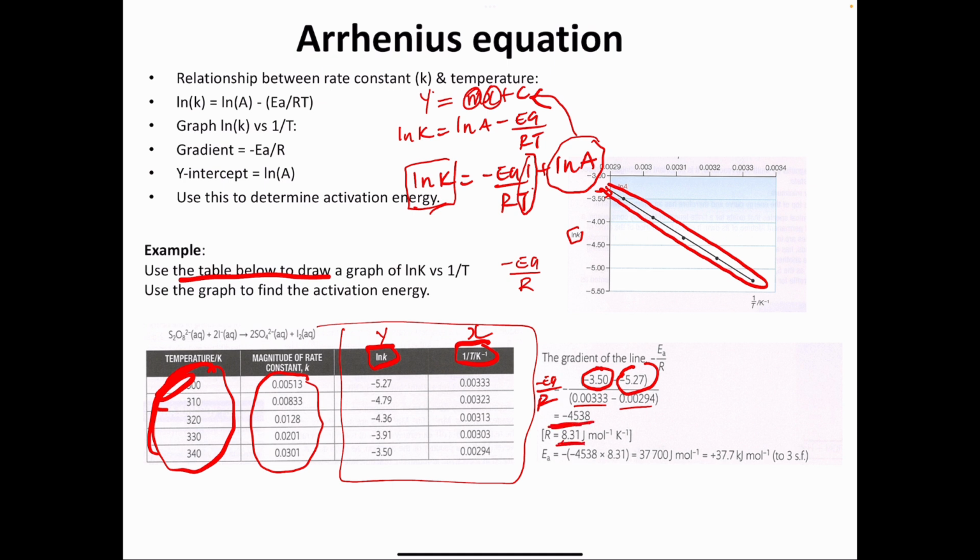Using the calculator, this is the value for the gradient they got. But remember that the R value is 8.31 joules per mole per Kelvin. So the activation energy was the negative of this value, which becomes 4538 times 8.31, giving us the final answer, which is later converted to kilojoules per mole. That is going to be the activation energy. Please do not forget to put the sign. It's very important that you put it there.